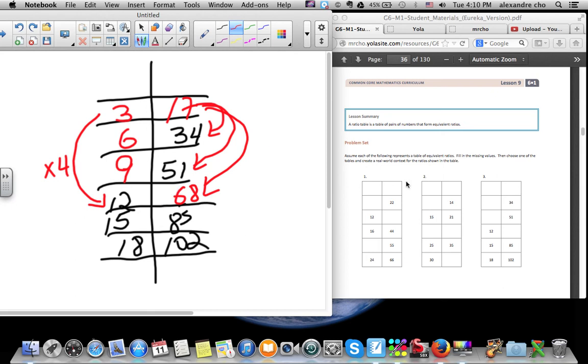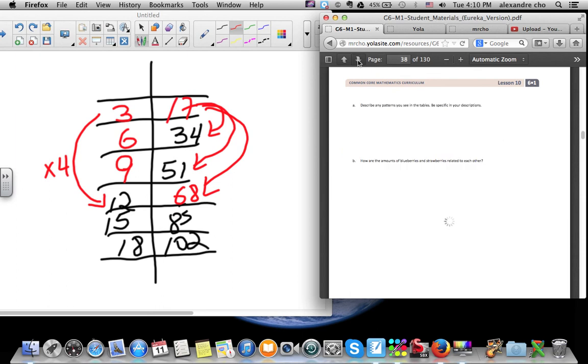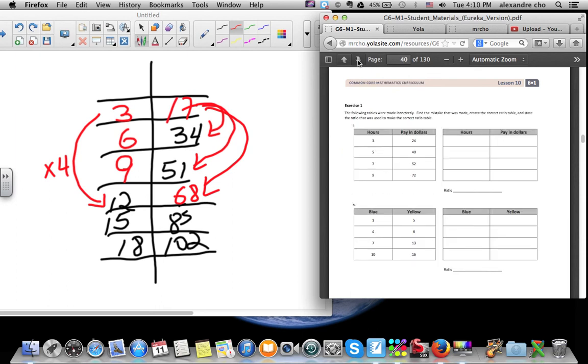Okay? So that's it, and I don't, well, am I right? No, there's one more page. Okay, these were very simple. I chose the easy questions. Alright, the following tables were made incorrectly. Find the mistake that was made, create the correct ratio table, and state the ratio that was used to make the correct table.